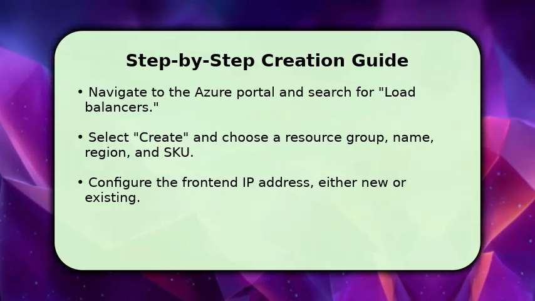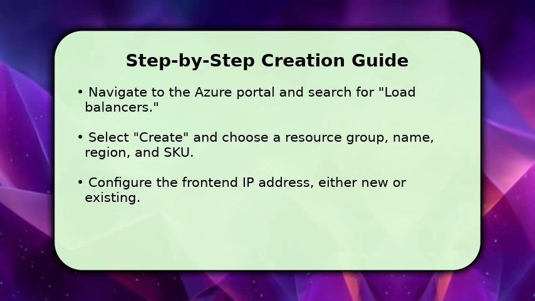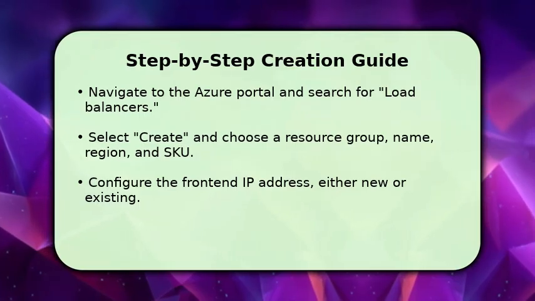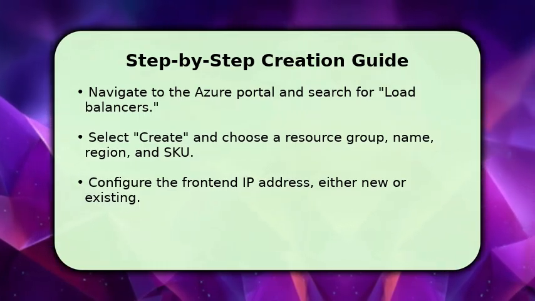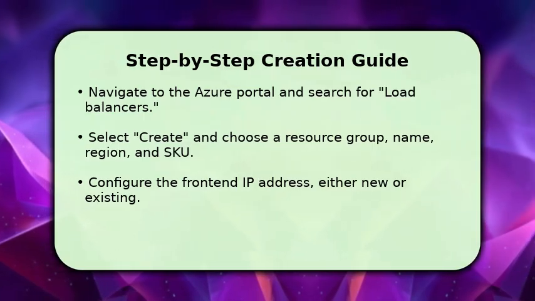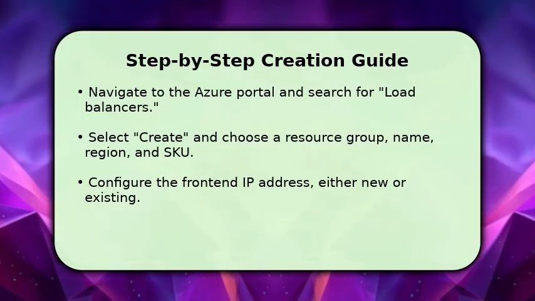Next, configure the front-end IP address, which can be a new public IP or an existing one. After that, define your backend pool and add the virtual machines that will serve your application. Finally, set up health probes and load balancing rules to ensure proper traffic distribution.